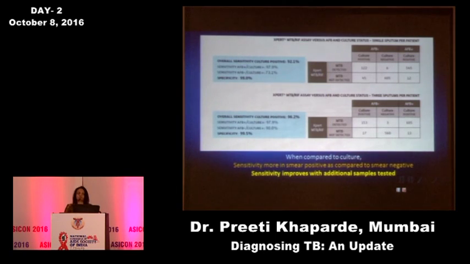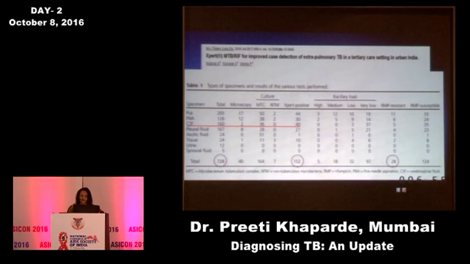The sensitivity and specificity of this assay when compared to culture is high in case of sputum smear positive samples as compared to smear negative. So in HIV infected patients, mostly it would be smear negative. So it is advisable to do more than one sample testing by the same assay, which improves the sensitivity. As you can see in the lower one, in the study where 3 sputum specimens were tested, the sensitivity markedly improved.